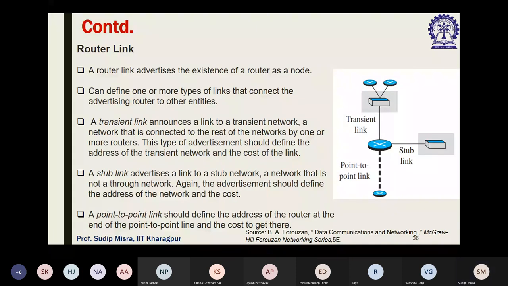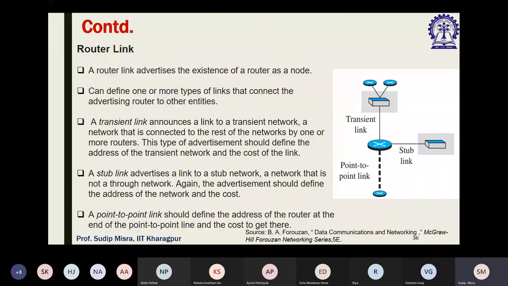Now, in OSPF, there are different types of links that are used. So there is something called the router link. This router link advertises the existence of a router as a node in the network. So that I exist, right? So I am a router. Through the router link, I will advertise that I am there. Now, this router link can again be classified into three types: transient link, point-to-point link, and stub link.